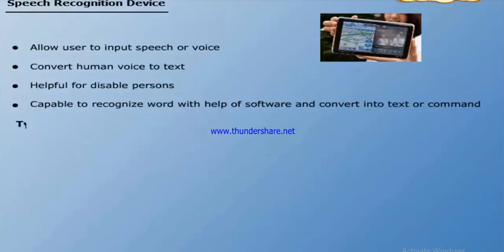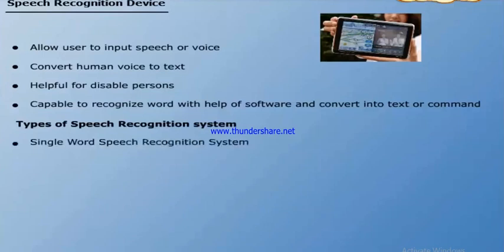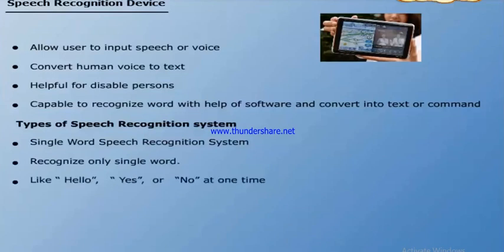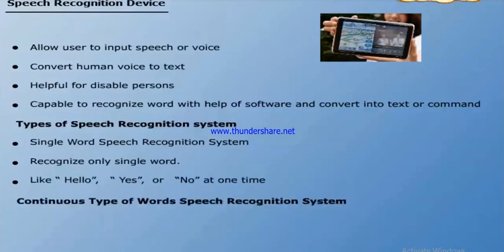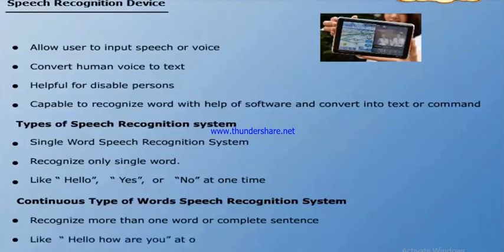Types of speech recognition systems. Single word speech recognition system. These systems recognize only a single word, just like hello, yes, no at one time. Continuous speech recognition system. This type of speech recognition system recognizes more than one word or a complete sentence like hello, how are you at one time.